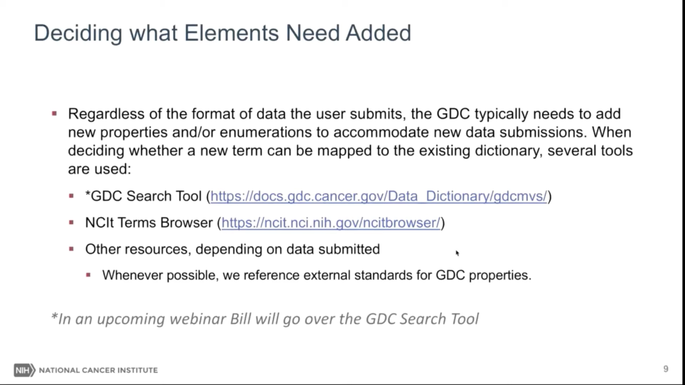So if we have a request and it already exists in NCIt, we want to use their terminology so that we're not recreating the wheel. And on that same note, if there are other resources, for example, our site of disease and histology terminologies are based on the International Classification of Diseases, their oncology arm, the ICD-O-3 terms. We want to make sure that we use resources that have already been created. And so if there is a standard or a classification that we can point to and call out in our description of the property, we will do that.